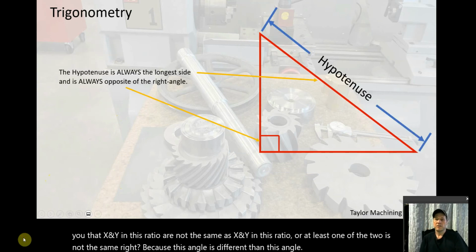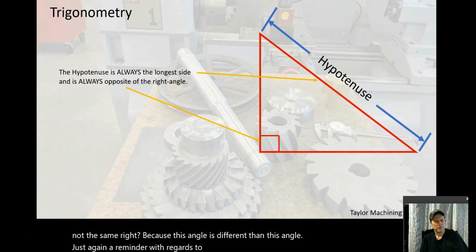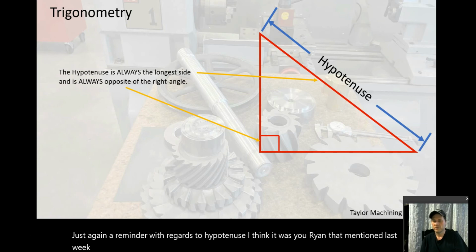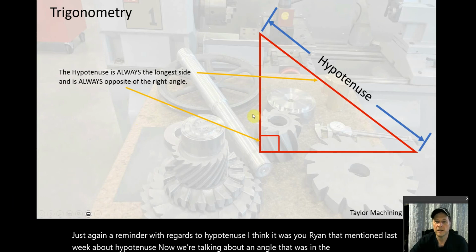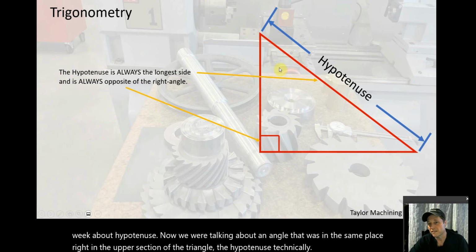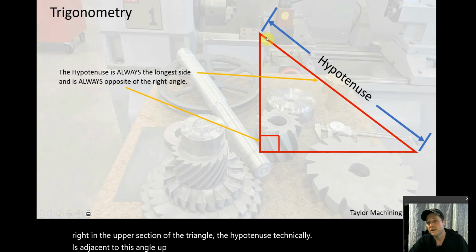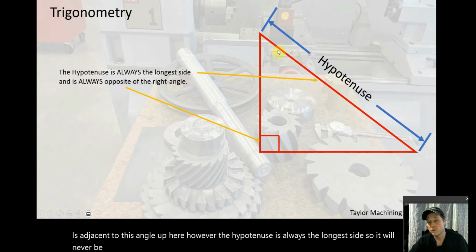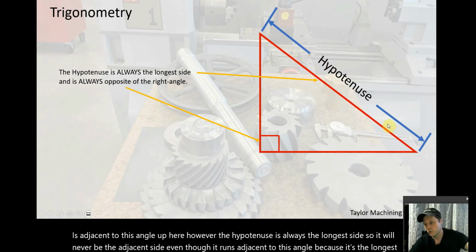Just again, a reminder with regards to hypotenuse. I think it was you, Ryan, that mentioned last week about hypotenuse. Now we were talking about an angle that was in the same place, right? In this upper section of the triangle. The hypotenuse technically is adjacent to this angle up here. However, the hypotenuse is always the longest side. So it will never be the adjacent side. Even though it runs adjacent to this angle, because it's the longest side, hypotenuse overrules adjacent.